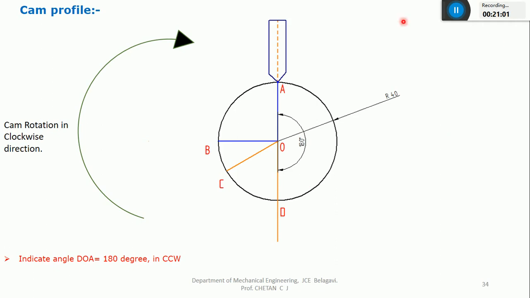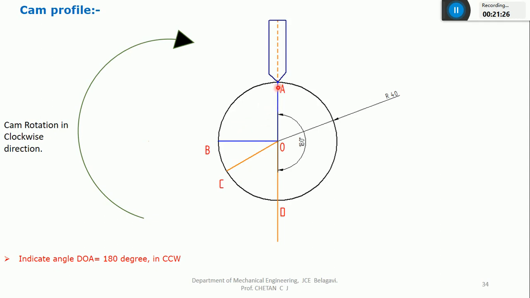This is the first step after drawing the base circle and the follower. So first you need to indicate all the four angles. Till now, any doubts, please ask. Otherwise, I'll go to the next step. Any doubts? Okay, I hope there is no doubt. So I'll go with the next one.